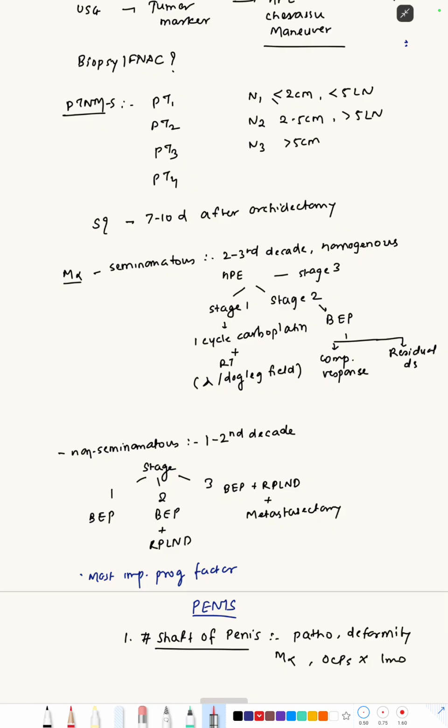This radiotherapy is inverted Y-shaped or dog leg field radiotherapy, done for the paraortic lymph nodes as a prophylactic measure. In stage 2, it is not only confined to the testes, but involves the testes along with paraortic lymph nodes. In that case, we go for BEP, that is bleomycin, etoposide, and the P stands for cisplatin. If there is a complete response, then follow-up is required. If there is a residual disease, then we go for RPLND, that is retroperitoneal lymph node dissection, or further radiotherapy. In stage 3, if there is distant metastasis, then we go for BEP along with RPLND, and metastasectomy is done.